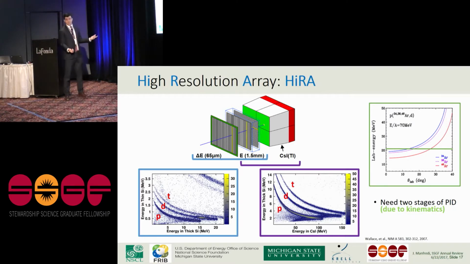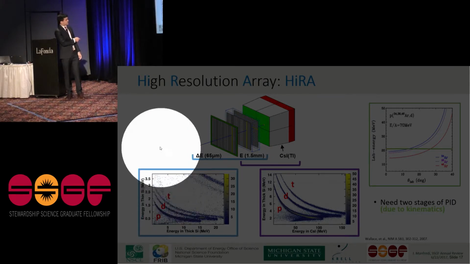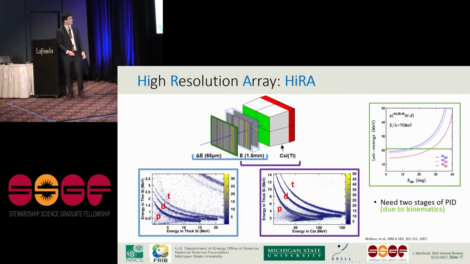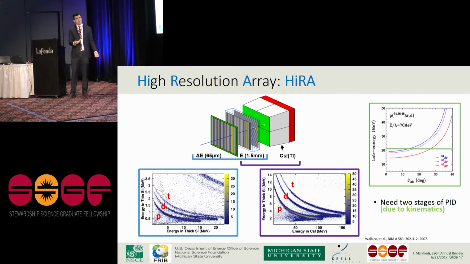And so if we actually look at the data, here on the y-axis of this plot is the energy in the delta E silicon. And here on the x-axis is the energy in the E silicon. And we can see lines, these little banana shapes here. We see protons, deuterons, tritons, because that's what I care about. You can actually go higher Z, up to like oxygen.